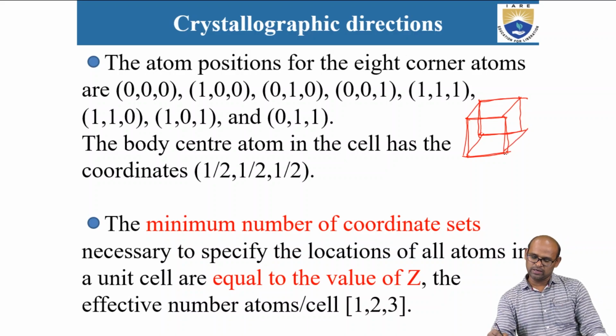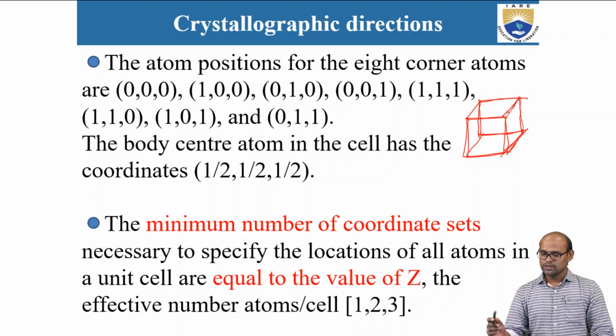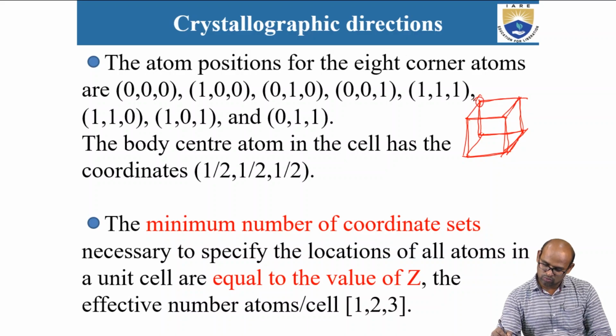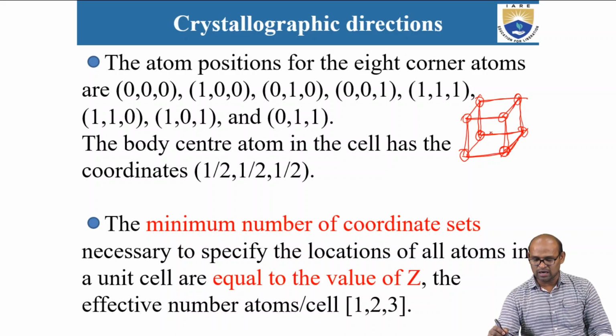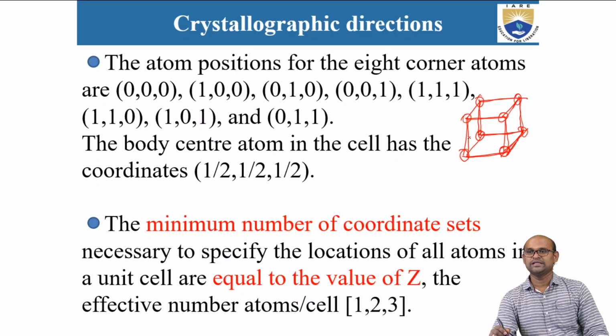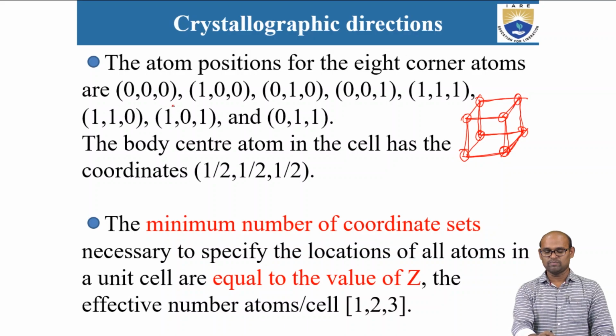Okay, so I have a cube, right? So I have one corner here, one corner here, one corner here, one corner here, one corner here, here, here. So 8 corners. So the 8 corner indices of these 8 corner atoms are given here.